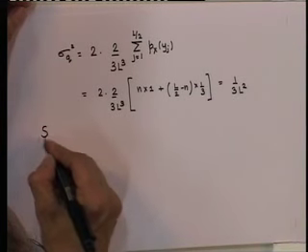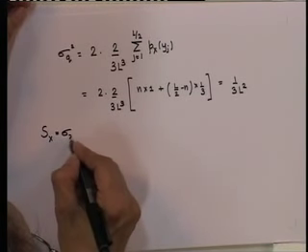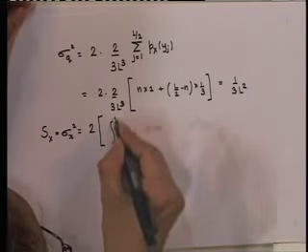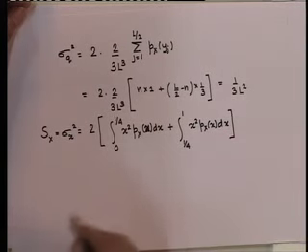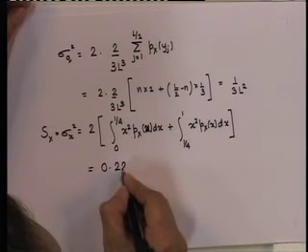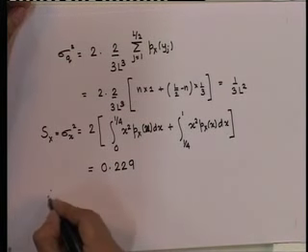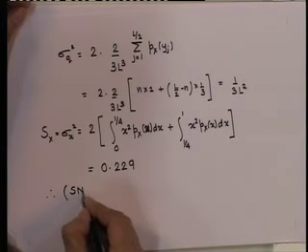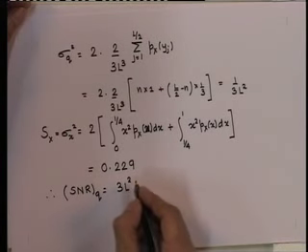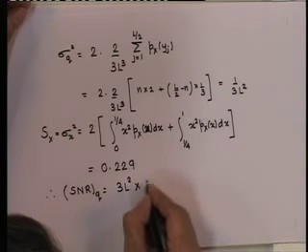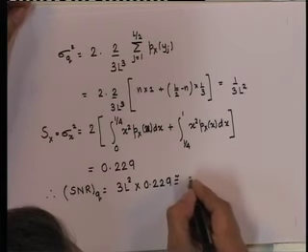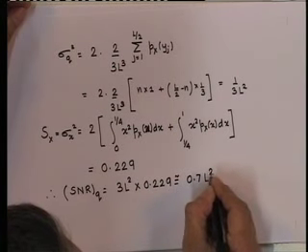variance for the signal is equal to, this can be shown to be equal to 0.229, and therefore the signal to quantization noise ratio is equal to 3 L squared by 0.229, which is approximately equal to 0.7 L squared.